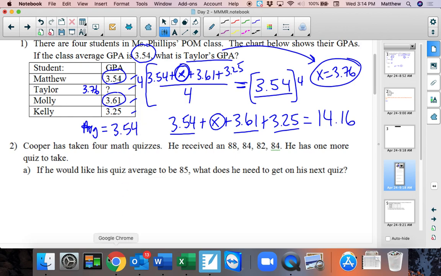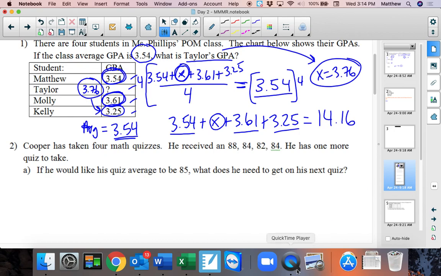3.54. So before I was like, well, here's somebody who's right on the average. Here's somebody a little bit above the average. And this Kelly score kind of dropped the average down. So in order for my average to be 3.54, it makes sense that I need to have a big number to offset that much smaller number. So this answer makes sense.